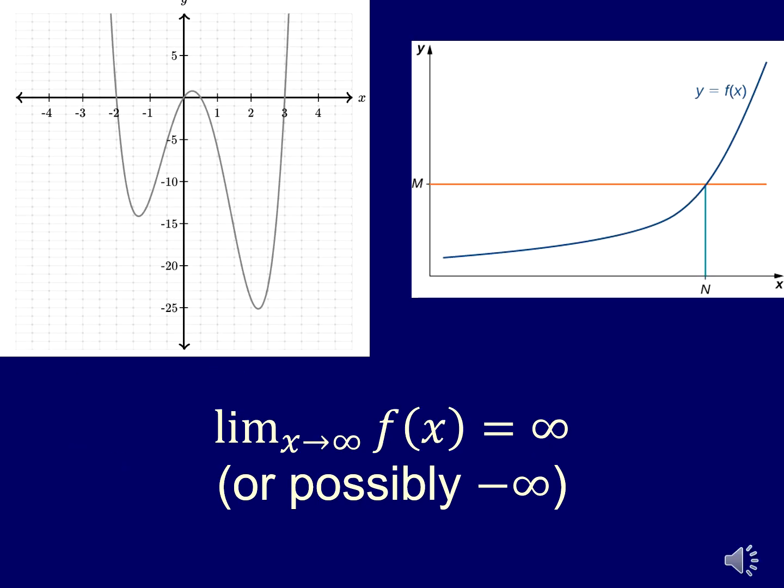And the final possibility is you could say that the limit ends up being infinity, or sometimes we'll say instead negative infinity. Here, what's going to happen is that if you go to the end of the graph, it just keeps getting higher and higher, or if it was negative infinity, it would keep getting lower and lower. It goes up forever. You remember graphing parabolas, and that has a limit as x goes to infinity of infinity.